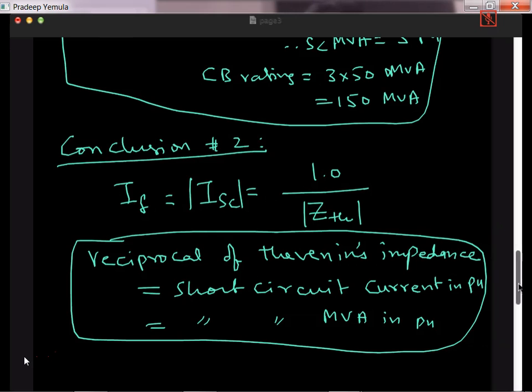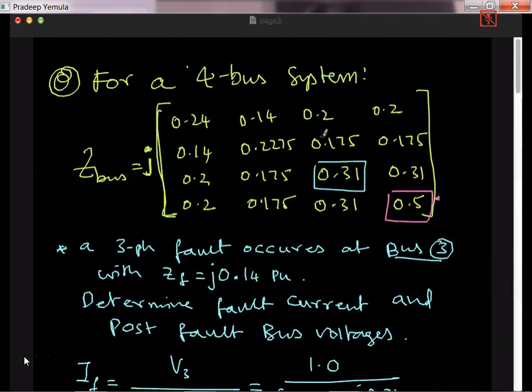So for example, if I go to the top, a Z bus is given. If I want to install a circuit breaker at bus 1, so 0.24 is the Thevenin's impedance, 1 by 0.24 will be the fault current, and that will be the MVA rating of the circuit breaker. Similarly, here also it is like this. So now if I look at the entire thing, at bus 4, because the impedance is more, the fault current will be less, and the circuit breaker required will be a smaller one.